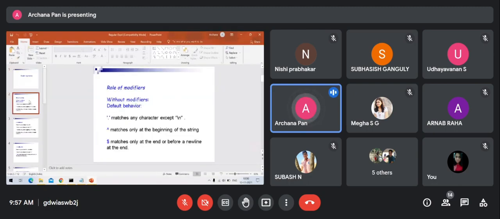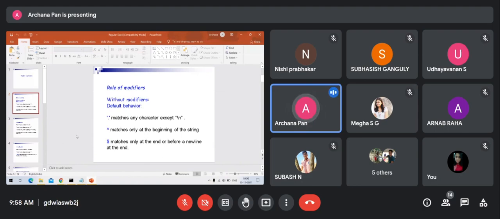Okay, now we'll learn about some modifiers. Just a few examples we'll discuss today. Some modifiers, and the greedy nature of Perl and the ungreedy nature of Perl. So these things we'll discuss now.